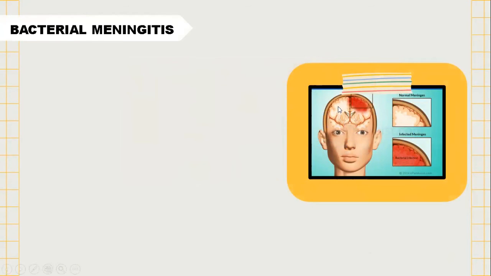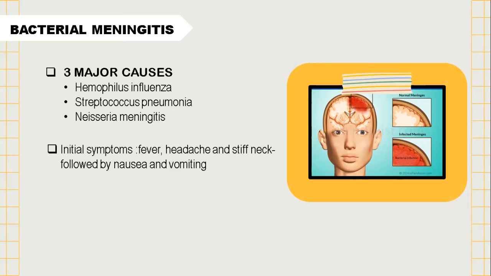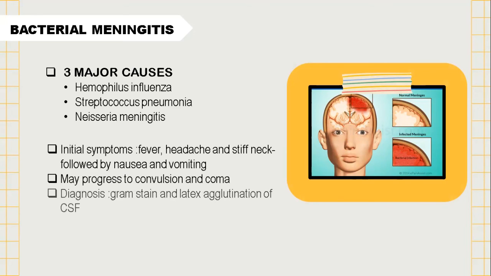So first is bacterial meningitis. Meningitis is the infection of the membrane covering the brain and the spinal cord. It takes place when bacteria get in our bloodstream and travel to our brain and spinal cord to start the infection. It may be caused by Haemophilus influenzae, Streptococcus pneumoniae, and Neisseria meningitidis. The initial symptoms are fever, headache, and stiff neck, followed by dyspnea and vomiting. It may progress to convulsion and coma.